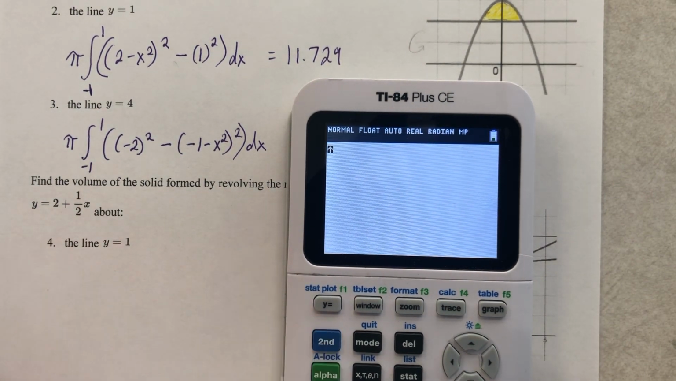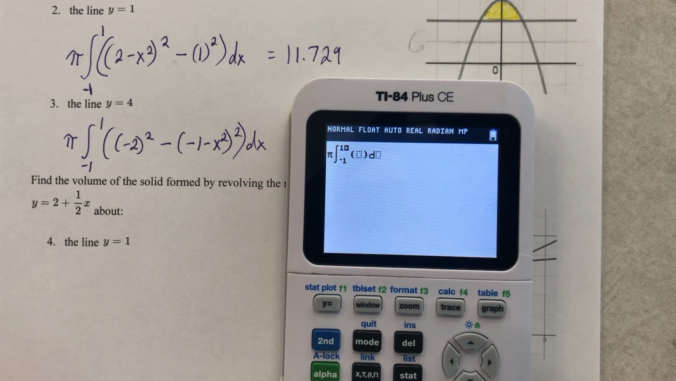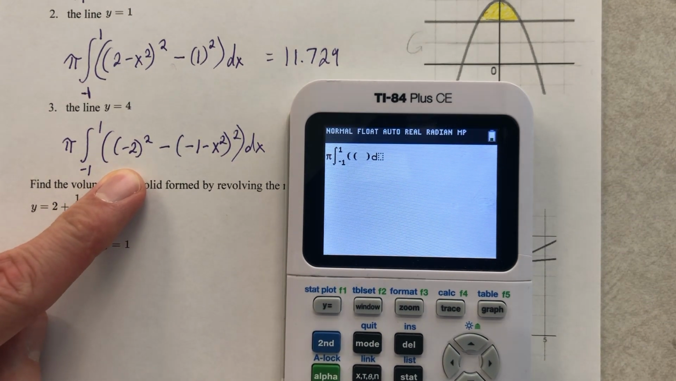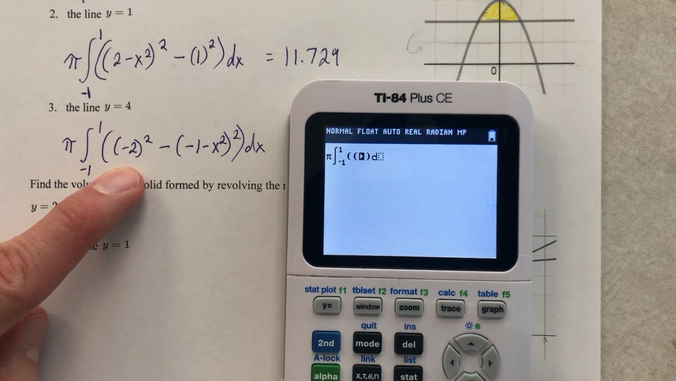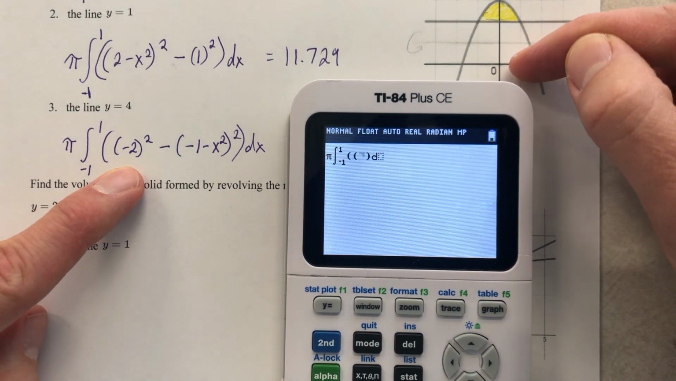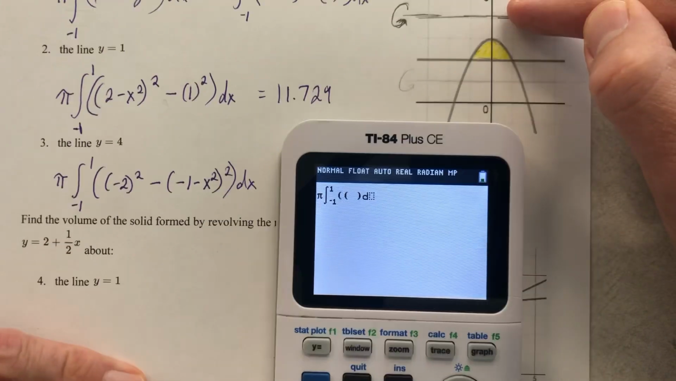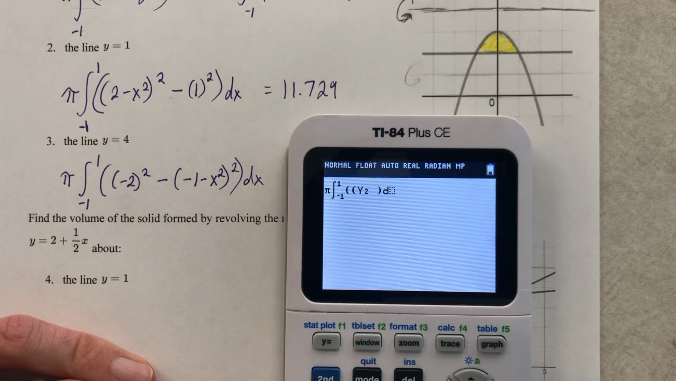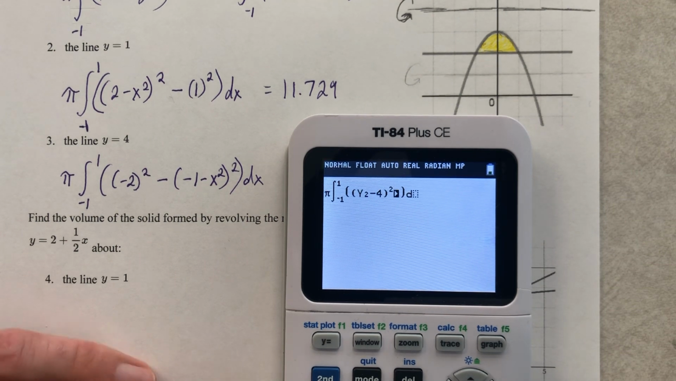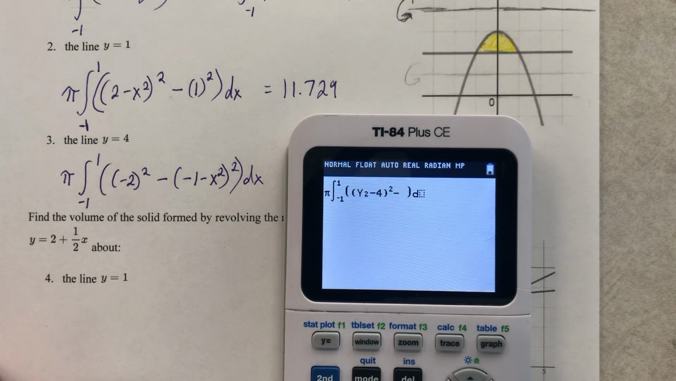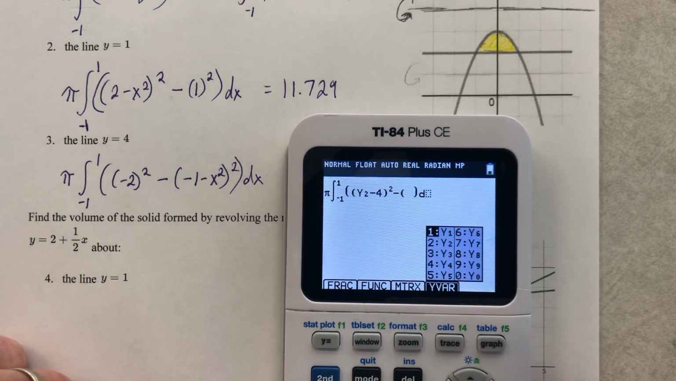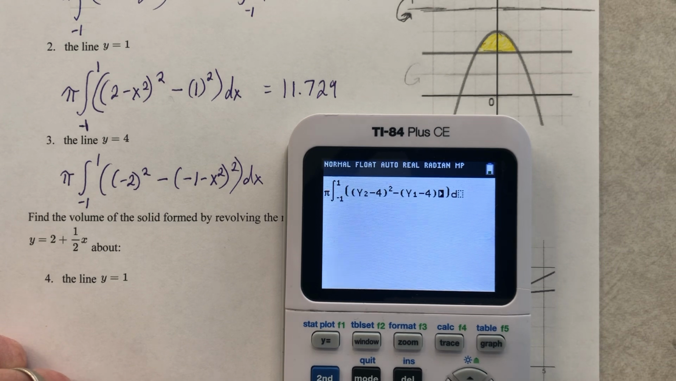So pi, math 9, -1 to 1, and then parentheses. Okay, this -2 was really the +2, but our line shifted up 4, so we have to subtract 4 to compensate for it. So it was the g function and then -4, and we'd square that. And then minus the f function and then -4, and we'd square that.